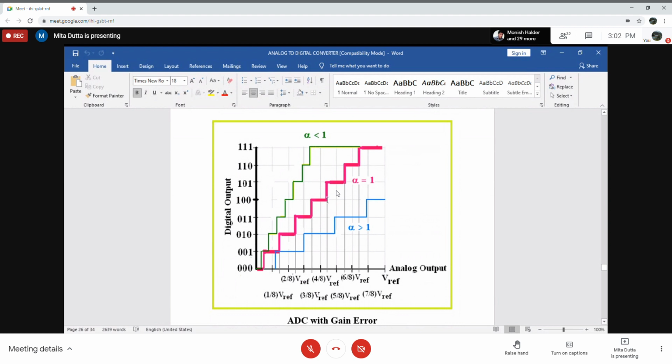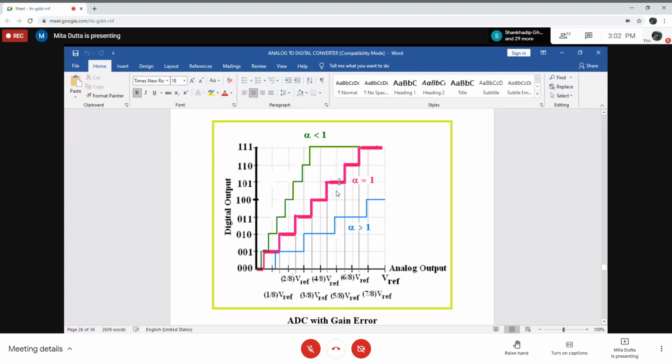Now here from the graph, the pink one is the ideal input-output relationship of a 3-bit rounding off type ADC, because all the ADCs we are going to use, whether counter type, successive approximation type or dual slope type, are rounding off type ADCs. So I am not going to repeat rounding off type ADC again and again. All the ADCs we are using, both commercial and non-commercial, are rounding off type ADCs to reduce the quantization error.